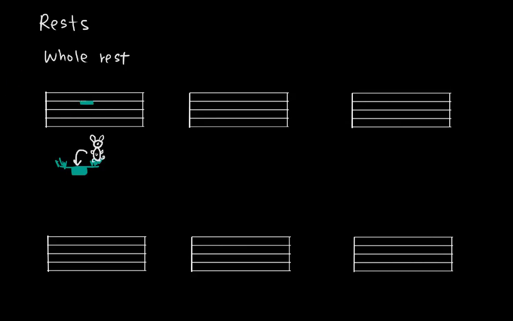The next type of rest is a half rest. And this is equal to 2 beats. And you draw it on top of the 3rd line. Let me just use a different color so you can see clearly. So on the 3rd line is where it sits. And if you draw it outside of the measure, it will look something like this.